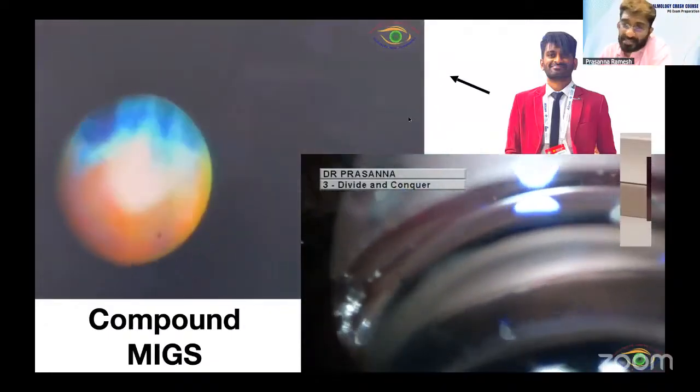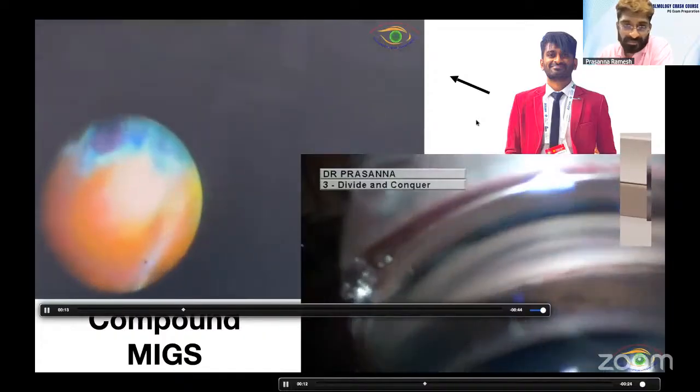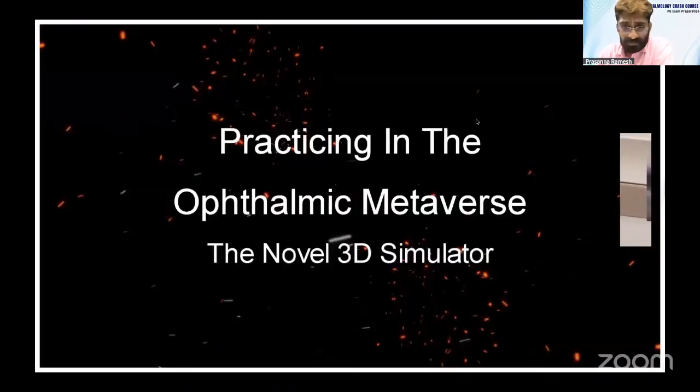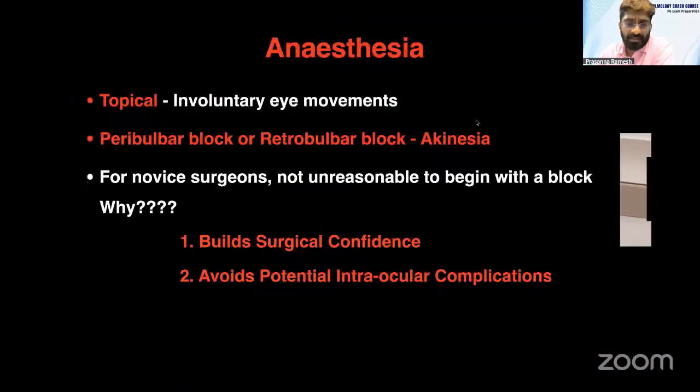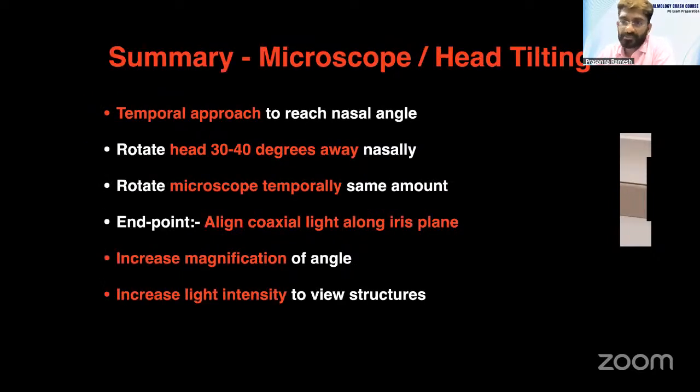And I have 16 cases of mine which are showing good results. And the last but not the least, summary of the whole talk. Topical is something I don't really do. I prefer a peribulbar or a sub-Tenon's block, and sub-Tenon's is my go-to, and it builds confidence, and also there needs to be no heroic efforts. Sub-Tenon's always works well in my hands.